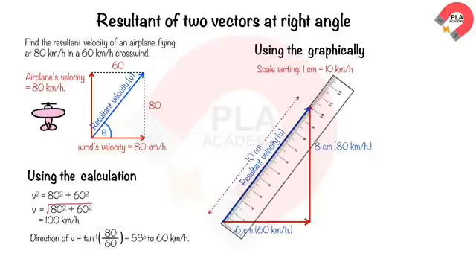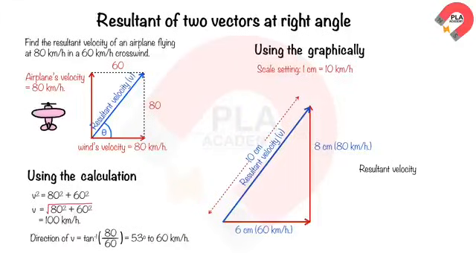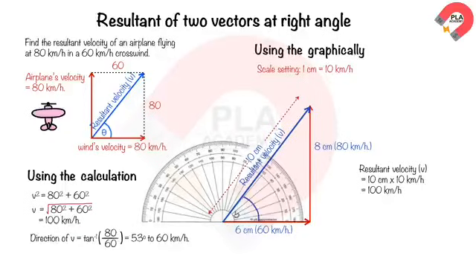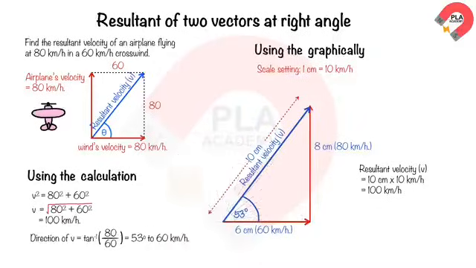Measure the length of the resultant velocity. So, the magnitude of the resultant velocity is 10 centimeters times 10 km per hour, equals 100 km per hour. Measure the angle between the 60 km per hour and the resultant velocity. So, the direction of the resultant velocity is 53 degrees to the 60 km per hour.